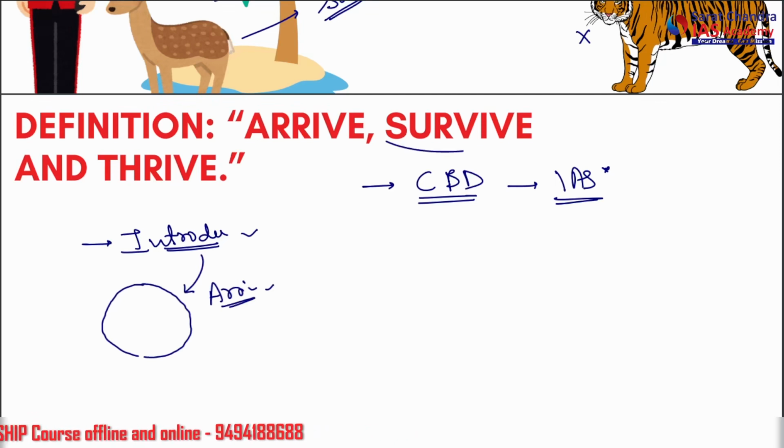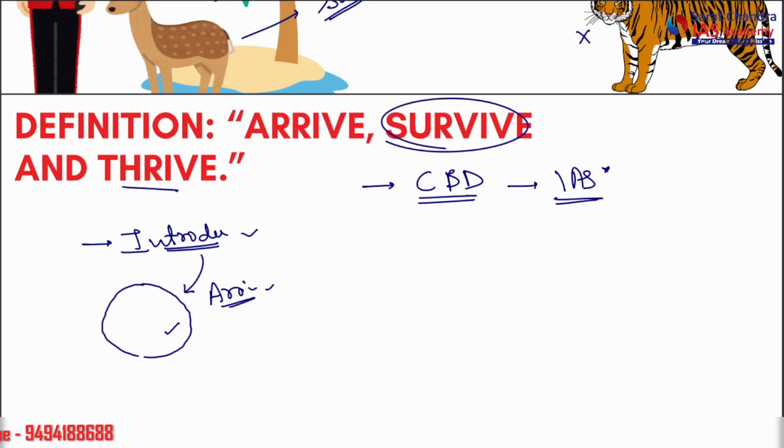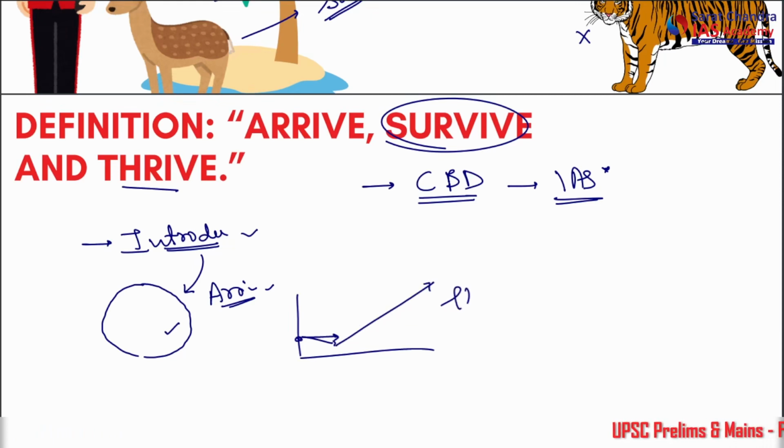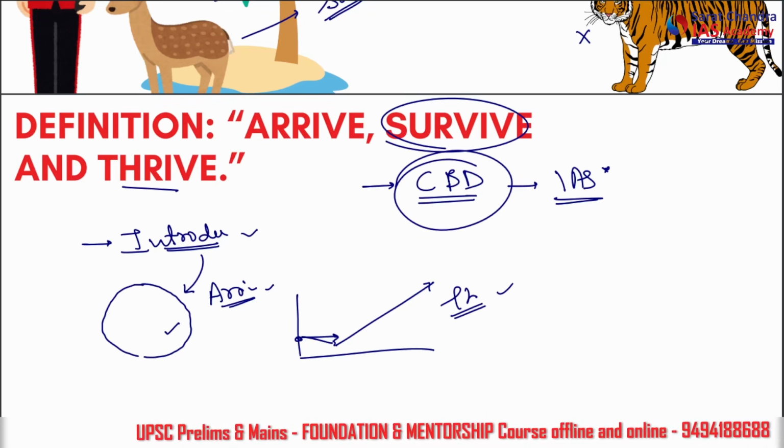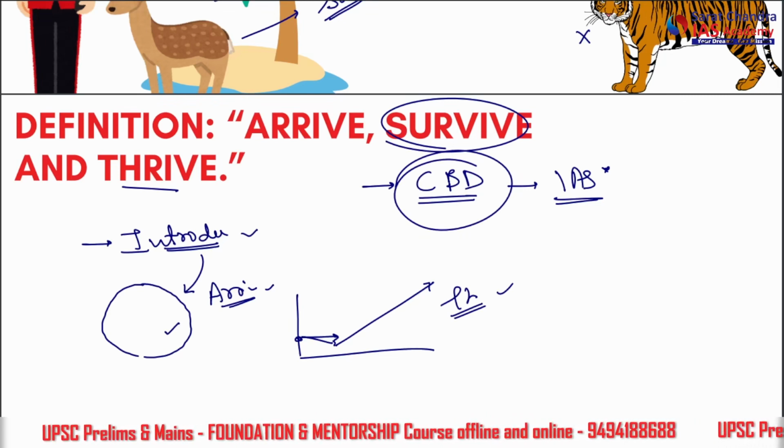Second, what it does: survive. So it survives in the environment and then thrives. That means its population grows. So first of all it arrives, then it survives. Some may even die, but then it thrives. So this is the basic definition of invasive species as per the CBD. Now these include animals, plants, fungi, and even microorganisms, and can influence all kinds of ecosystems.